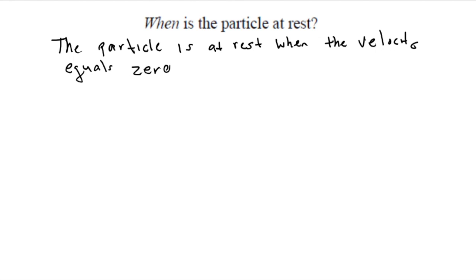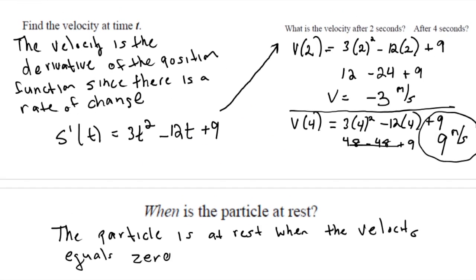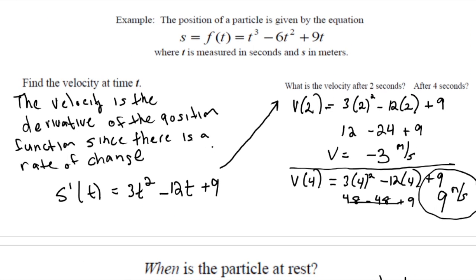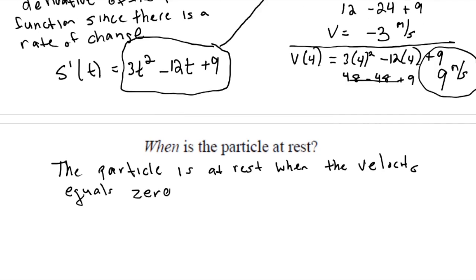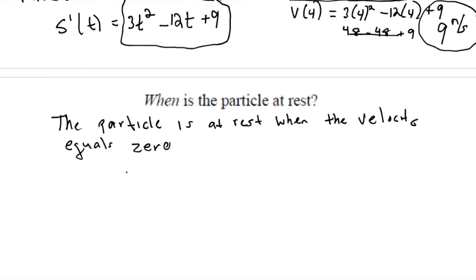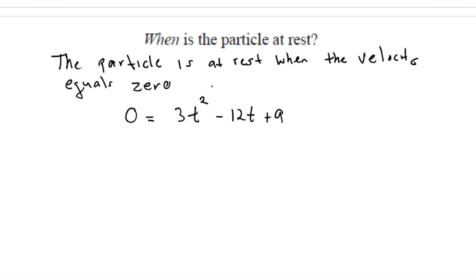All right. So if we go back up here, remember we figured out that right here this is the velocity. So what I'm going to do is have that equal 0 on the next page. So 0 is going to equal 3t squared minus 12t plus 9. Now the way you solve this is we're going to need to factor out a 3.